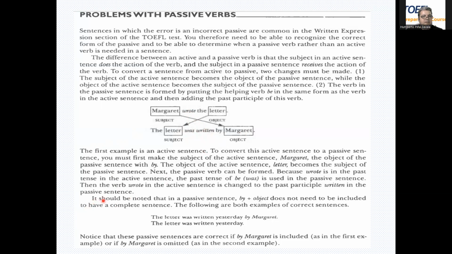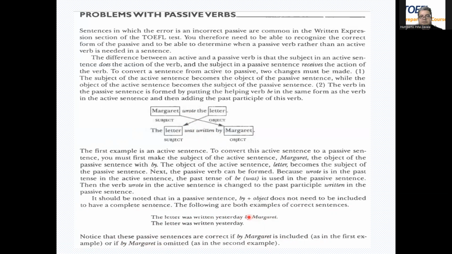Okay. It should be noted that in a passive sentence, by plus the object does not need to be included to have a complete sentence. The following are both examples of correct sentences. The letter was written yesterday by Margaret, or the letter was written yesterday. Notice that these passive sentences are correct if by Margaret is included, as in the first example, or if by Margaret is omitted, as in the second example.